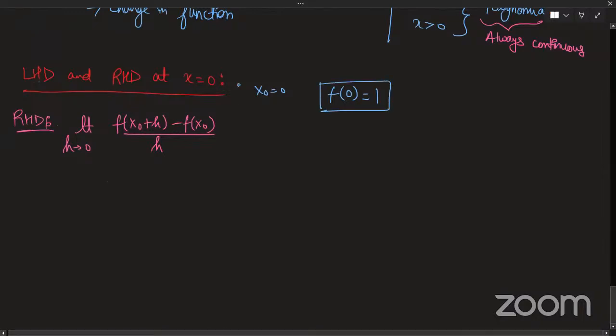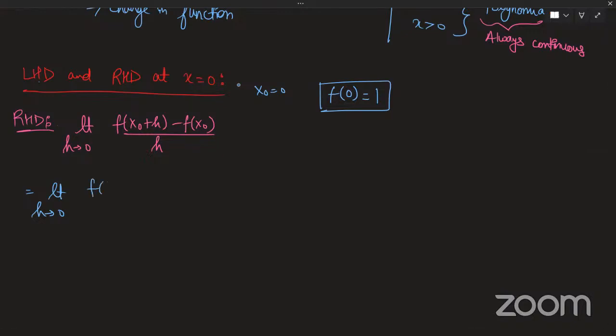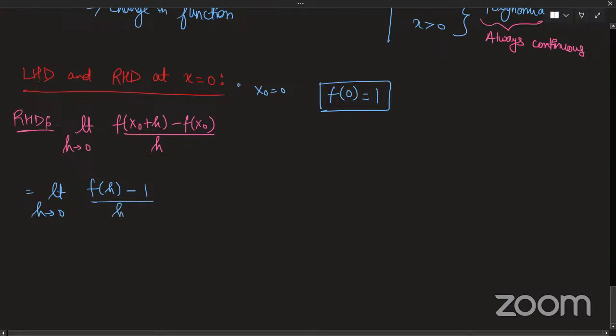So this thing becomes limit h tends to 0, f of 0 plus h, so it is f of h, minus f of 0, which is 1, whole divided by h.